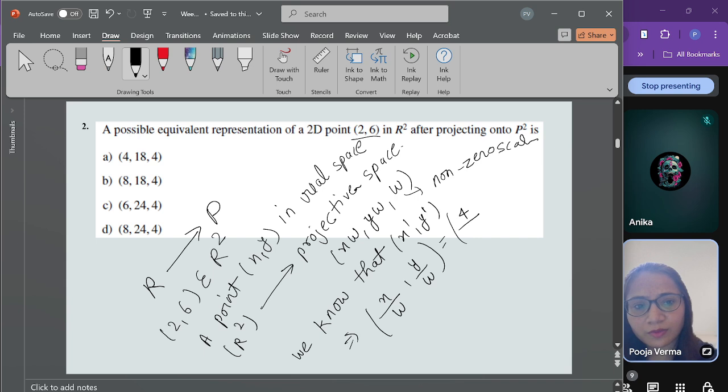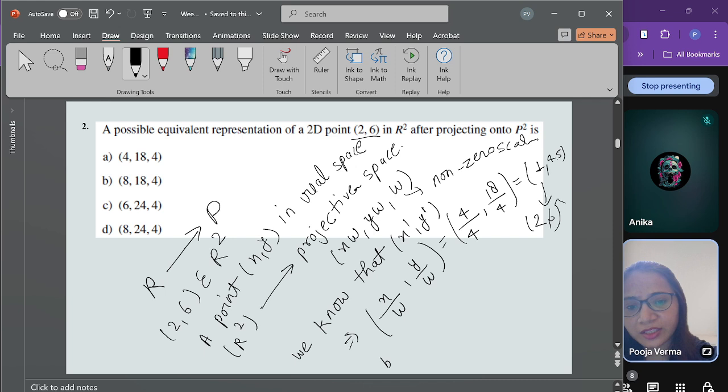So if we divide by the third one, 18 by 4, what we will get is 1 and 4.5, right? So this 1 and 4.5 is not equal to the point 2 comma 6. That means option A is not a correct option, so we need to discard it. Now check the other options also.